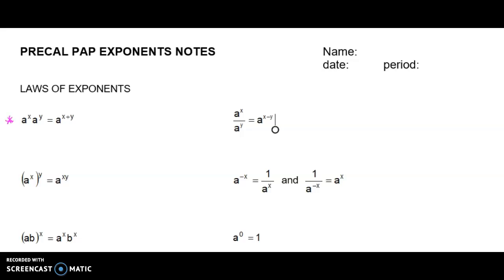When our bases are the same, the base is the a, we have a to the x times a to the y. We add our powers. We have a to the x plus y. However, when we're dividing a to the x divided by a to the y, we subtract the powers, a to the x minus y.